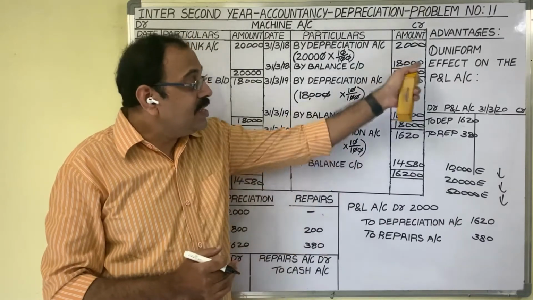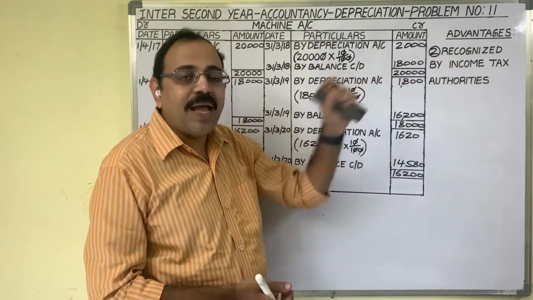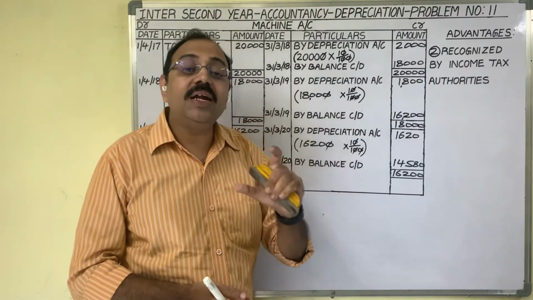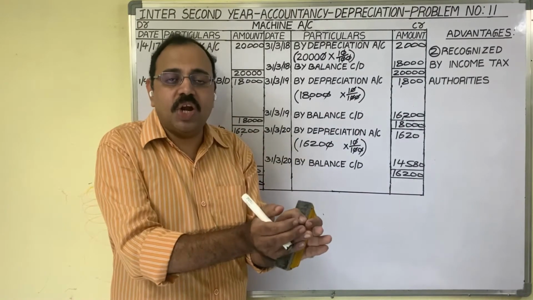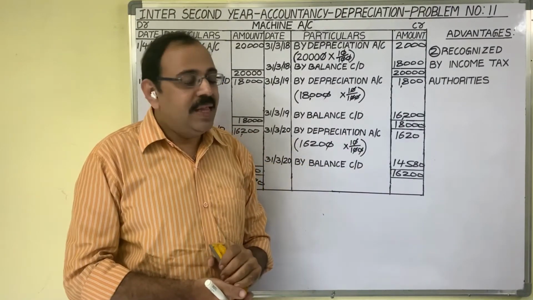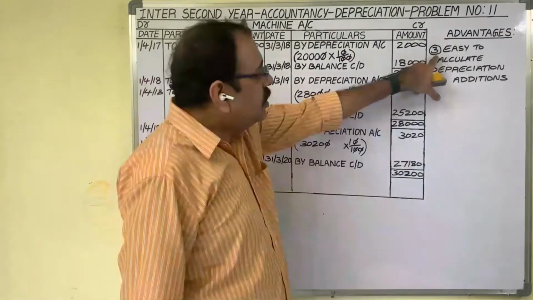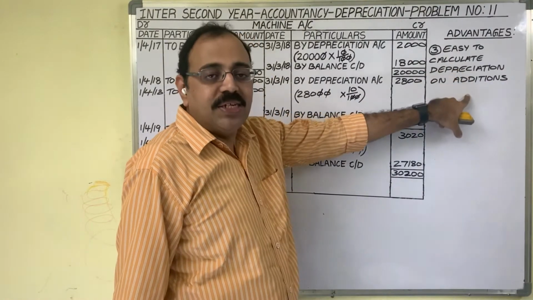Now let us see the second advantage. The second advantage is that it is recognized by income tax authorities. If you provide annual depreciation under the diminishing balance method, and if you claim that depreciation loss for tax purposes, then income tax authorities will accept that claim. The third advantage is that it is easy to calculate depreciation on additions.